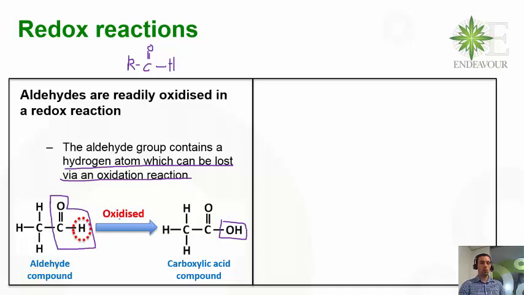So when an aldehyde group is oxidized, the functional group actually changes into another functional group. So that functional group now contains a carbonyl group and an OH group, which is a carboxylic acid. So to summarize, the aldehyde can be oxidized by losing hydrogen, and that converts the aldehyde into a carboxylic acid.